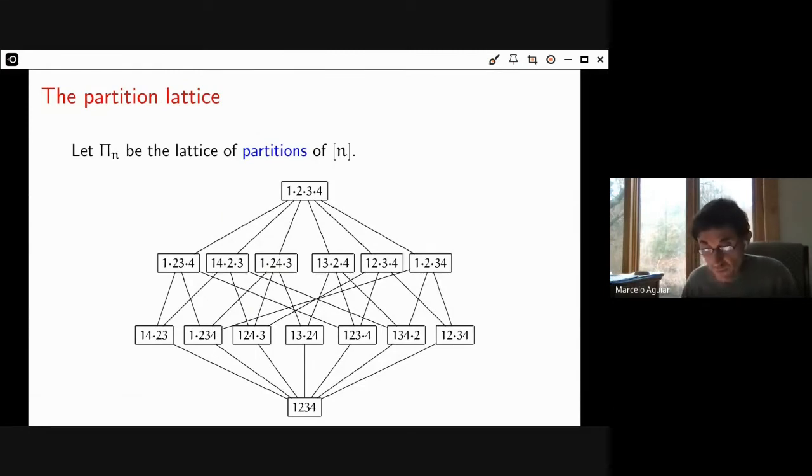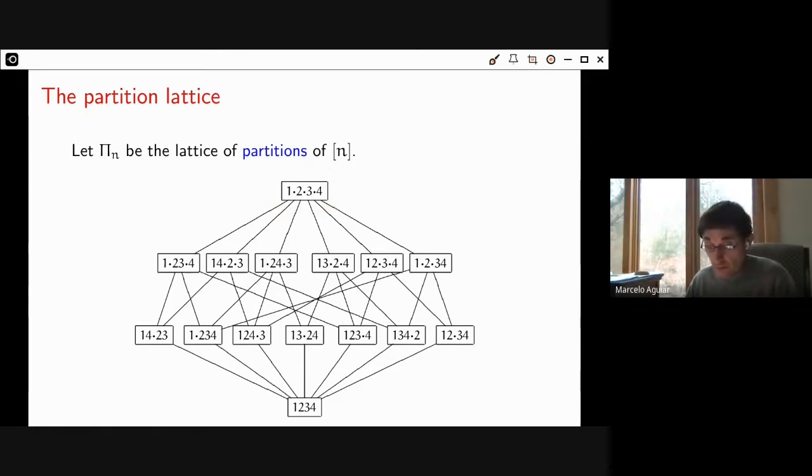Let's set these two spaces aside for a second, and let's consider this other object. It's an object that arises frequently in combinatorics and parts of mathematics, which is the lattice of partitions of the set n. This is the set with n elements, 1 through n. And I'm just looking at all ways of partitioning that set into disjoint subsets.